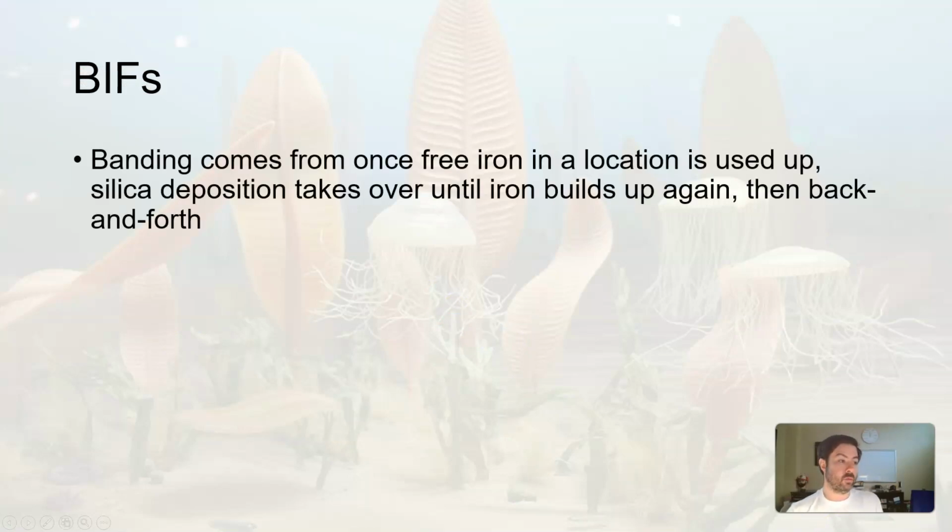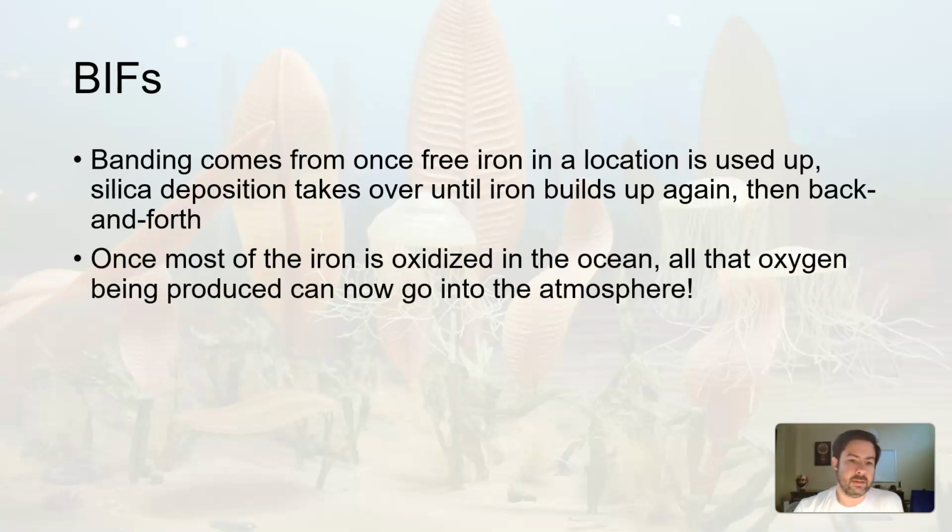Again, banding comes from once the free iron in the location is used up, then that silica deposit, chert or jasper, is deposited until the iron builds up again, then it goes back and forth, back and forth, back and forth. Again, once most of the iron is oxidized in the ocean, finally that oxygen can now go up into the atmosphere. Thank you, stromatolites.